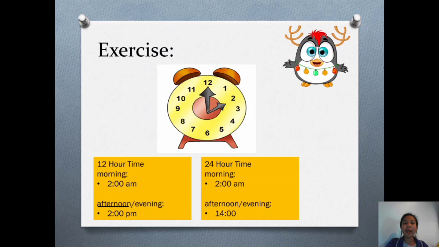What if it's afternoon? That's the time I'm going to write. Instead of 2, it's 1400 time. 1400 time talks about the afternoon. As you have noticed, from 2, I just add 12. So 2 plus 12 is 14. Understand? So that is about 24-hour time and 12-hour time.